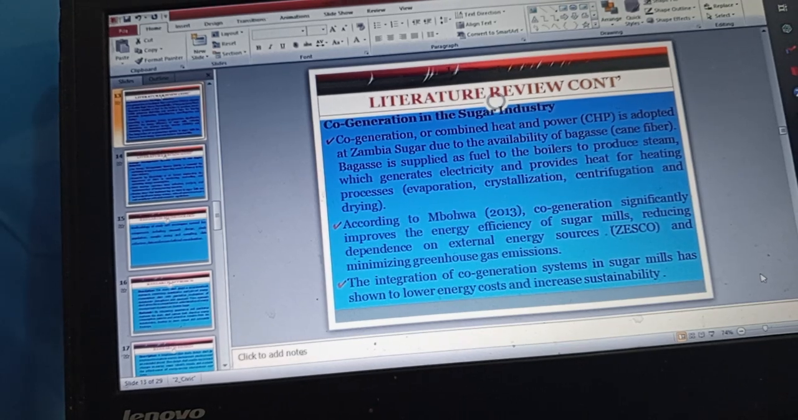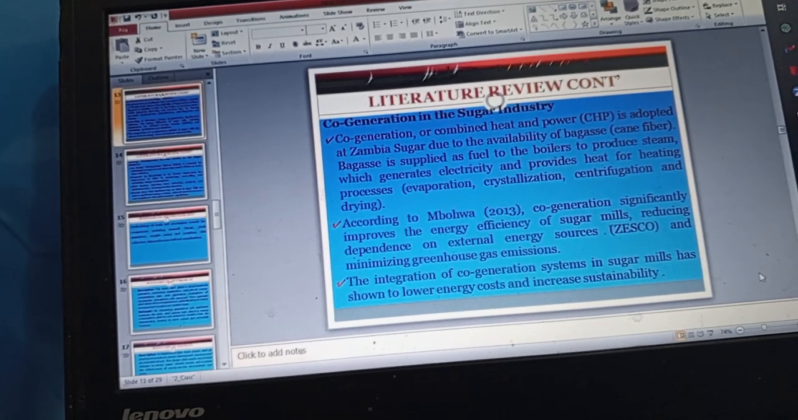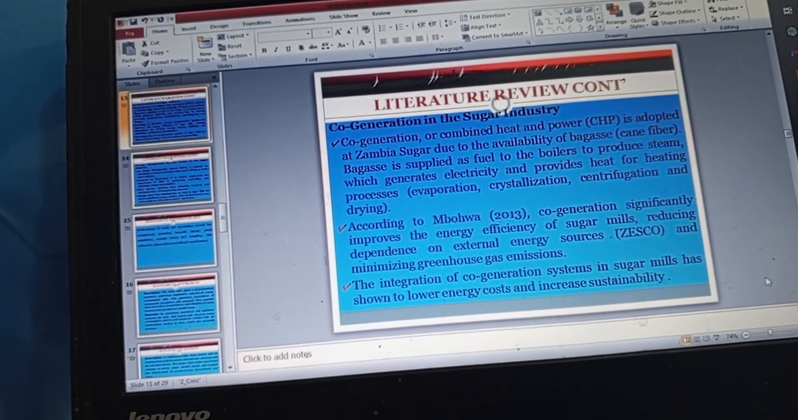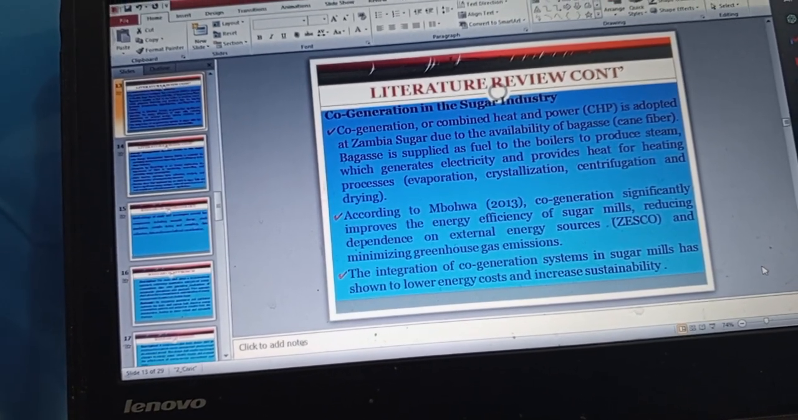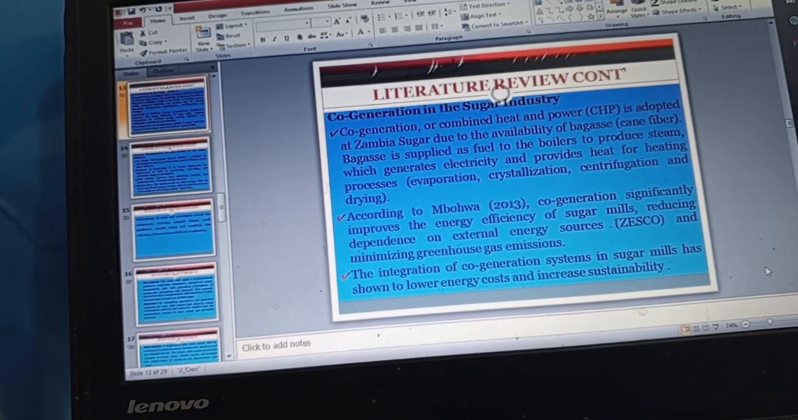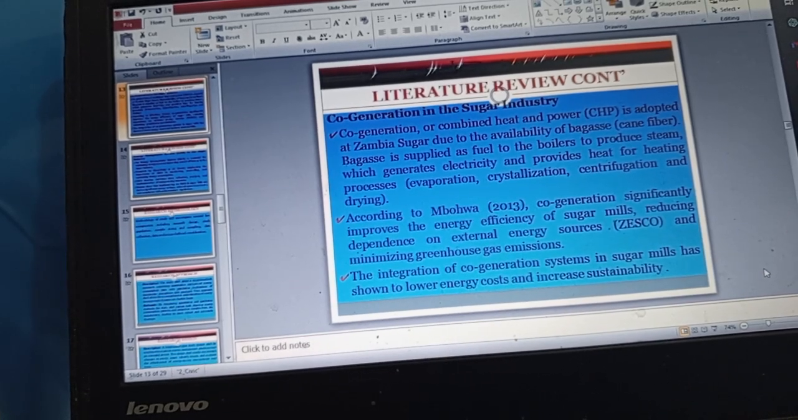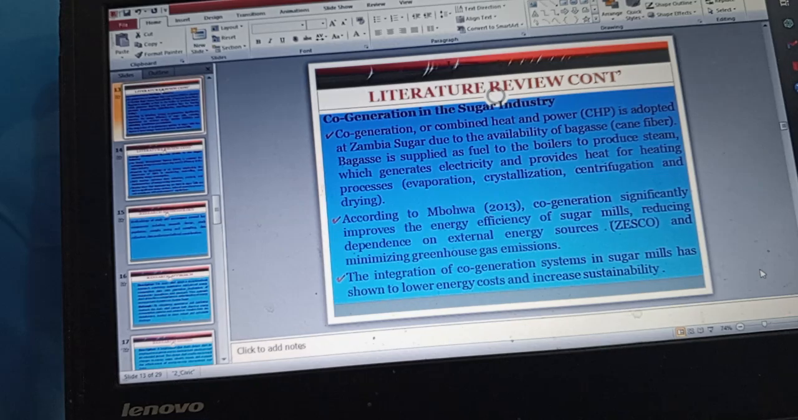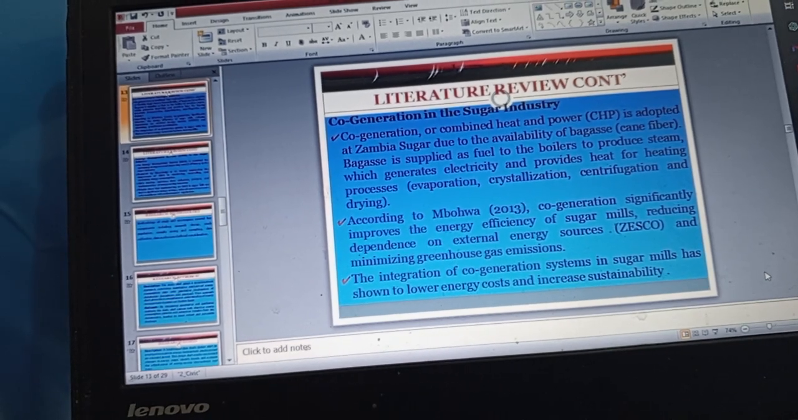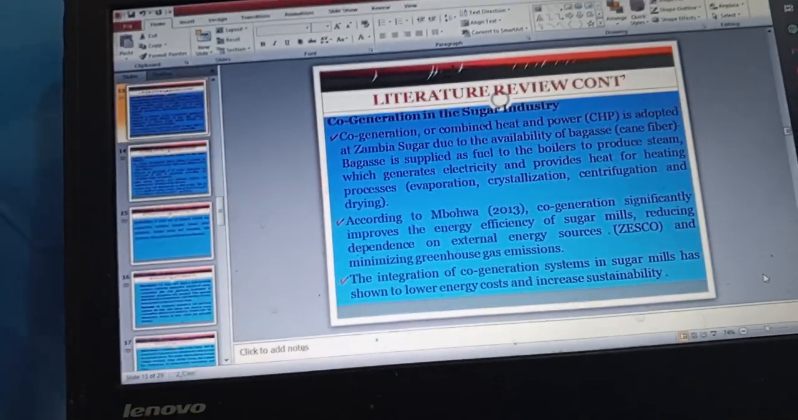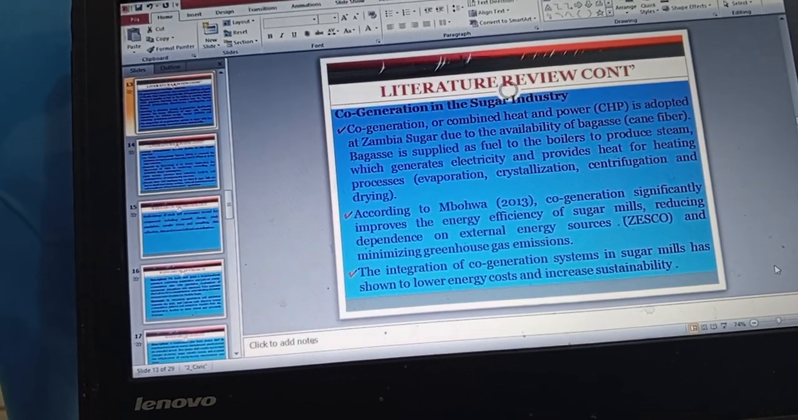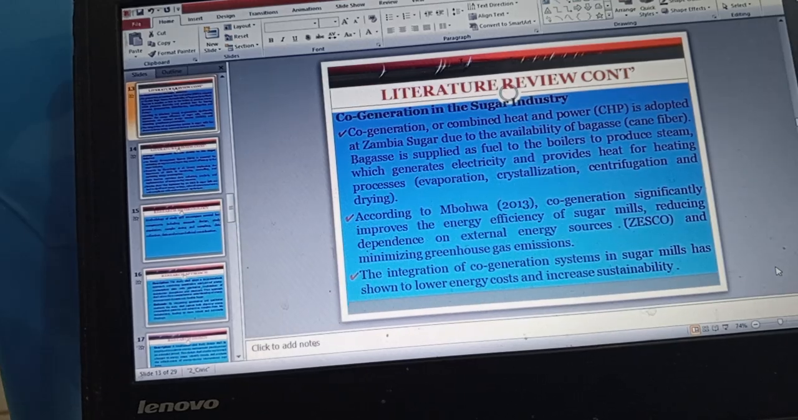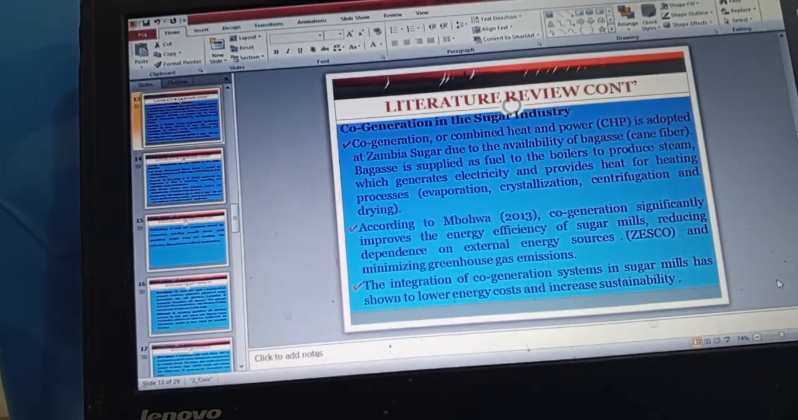Then according to Mboa, 2013, cogeneration significantly improves the energy efficiency of sugar mills, hence reducing dependence on external energy sources, which is ZESCO, and minimizing greenhouse gas emissions. And the integration of cogeneration systems in sugar mills has been shown to lower costs and increase sustainability.